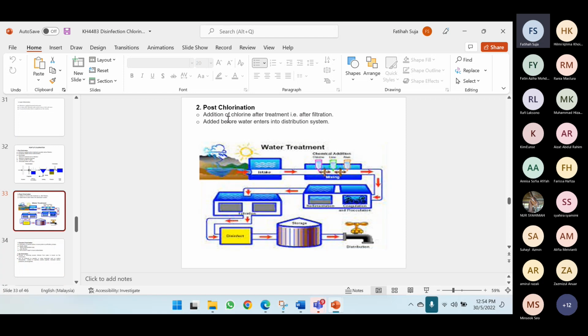You can also use it for post-chlorination. This is what the conventional treatment usually applies. It is the addition of chlorine after treatment, which means before you distribute, you put some chlorine as a disinfection treatment. It is added before water enters the distribution system. So before you distribute in the piping, the pipe network of your water supply, you put this chlorine for disinfection.